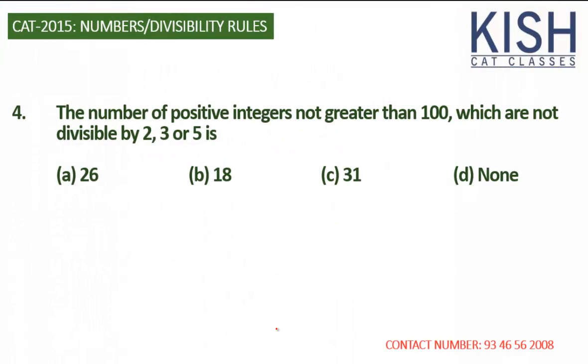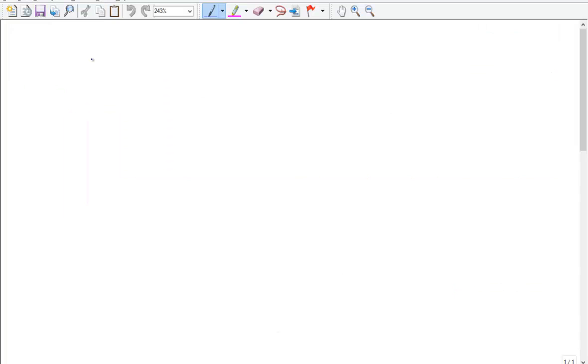The number of positive integers not greater than 100 which are not divisible by 2 or 3 or 5 is. So it's very simple. The number of positive integers not greater than 100 which are not divisible by 2, 3, 5. This must be very easy. I'm going to teach you 2 different ways to solve this sum. Please understand them. We have got numbers from 1 to 100.